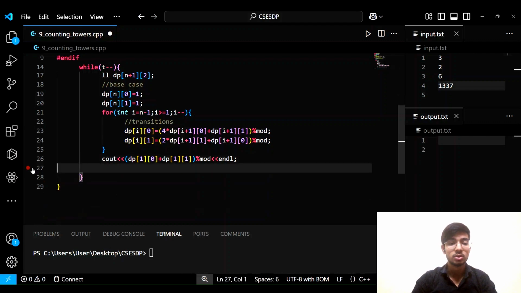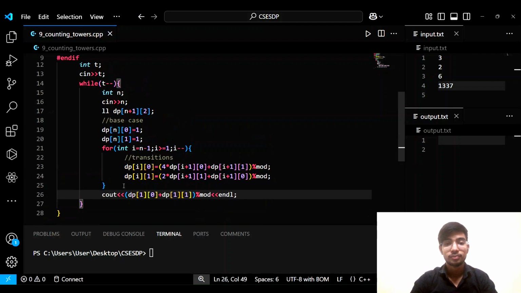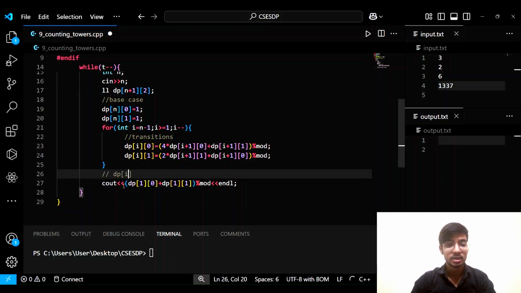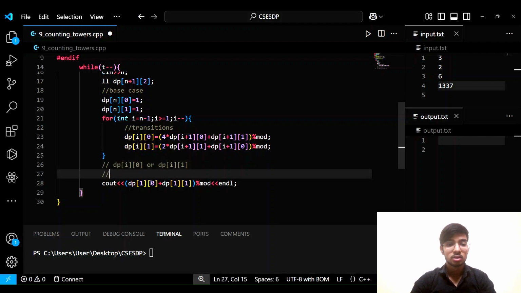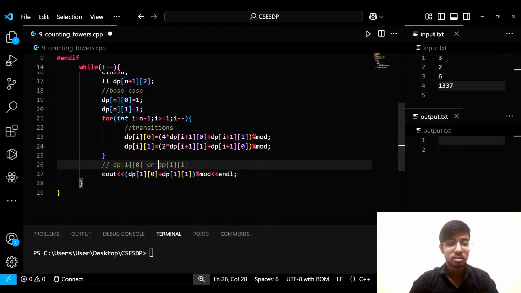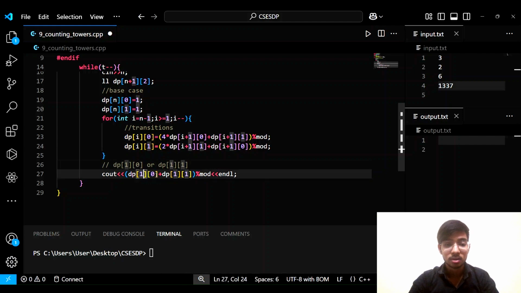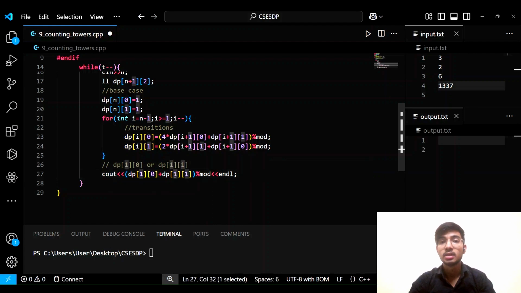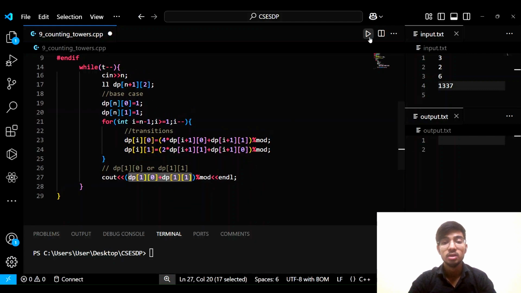So this will be the code. Now let me explain what dp i, 0 and dp i, 1 represent. It is defined for dp 1, that is from 1 to n: how many different towers can you build if a block of width 1 tries to extend? And for this, how many different towers can you build if a block of width 2 tries to extend? You have to add these, and this is our final answer.